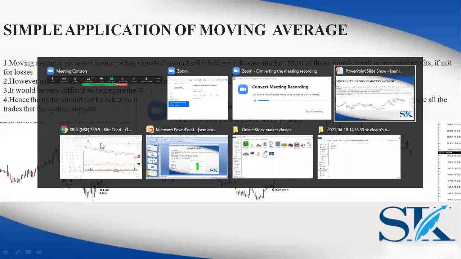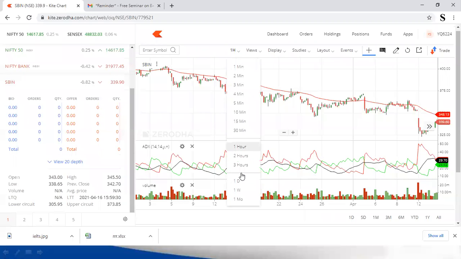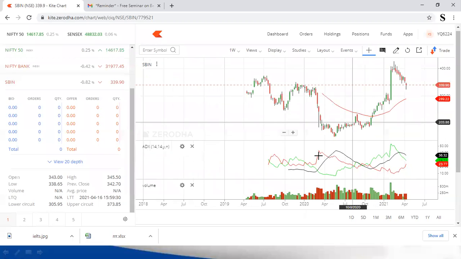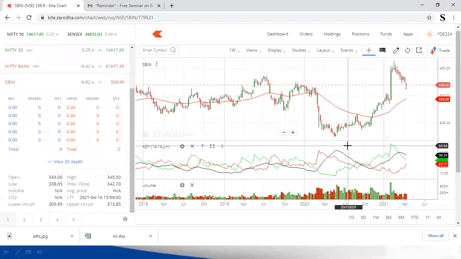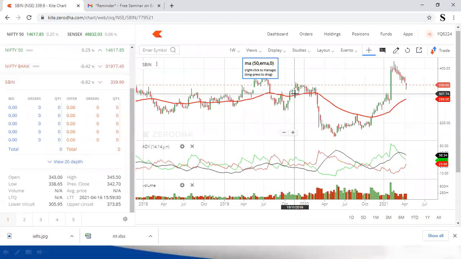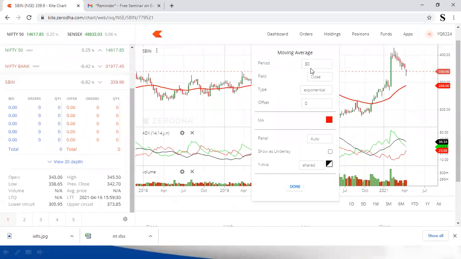So we'll just come here. Now here, this is hourly data. What we will do is we will take this as weekly data. So if you look over here, now this is moving average on 50 days. You can change this. Say, let's make it 100 days.